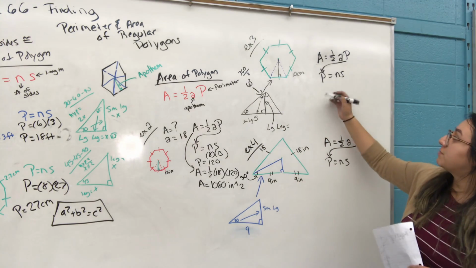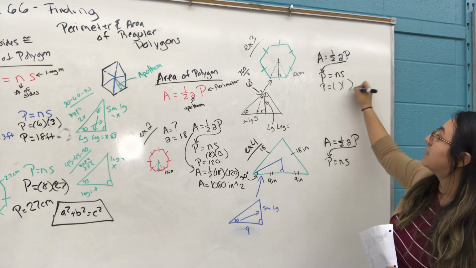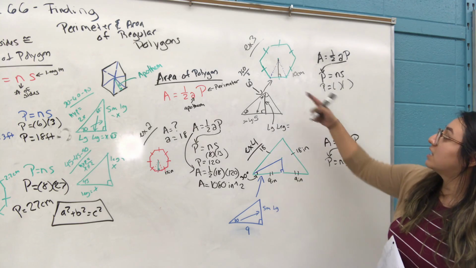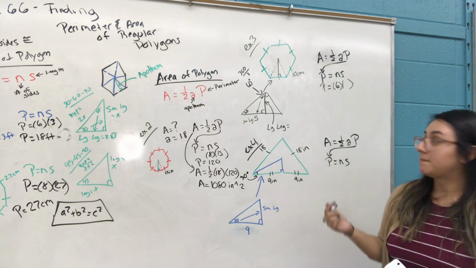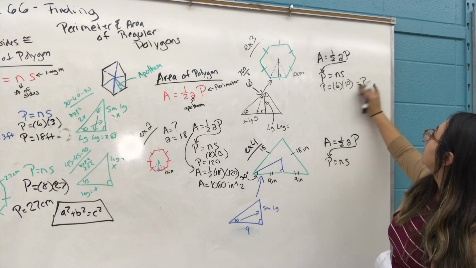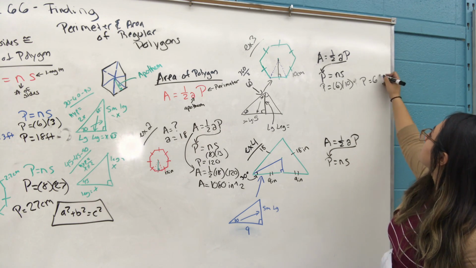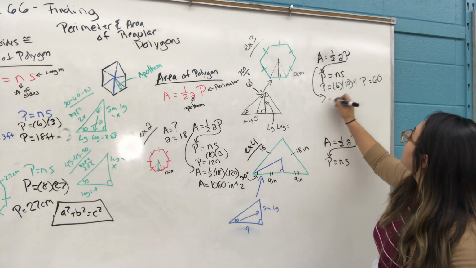I know that I have to start with my perimeter first, so we'll do the easy things first. Perimeter is the number of sides times the length of your sides. In this case, 1, 2, 3. It's a 6-sided polygon, so I'm going to put 6. The length of the sides is 10. So my perimeter is equal to 60. That's your first step.